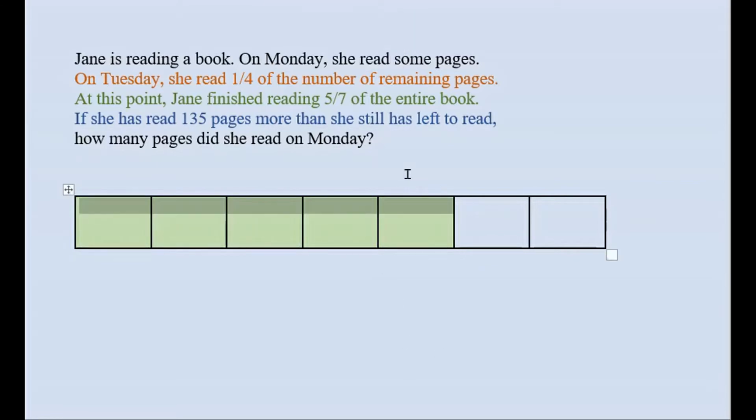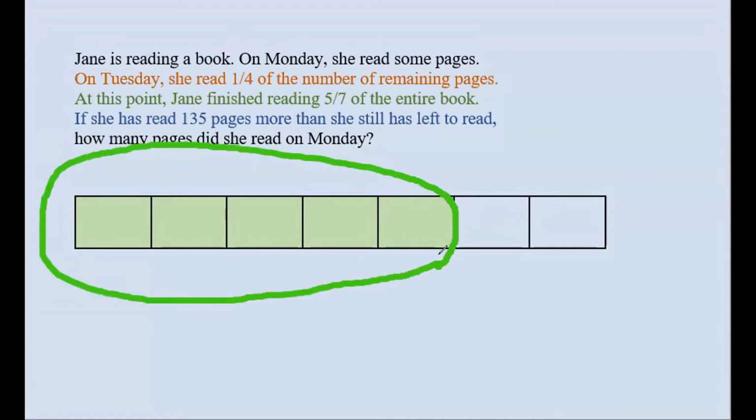Again, a couple of things to understand here, and you have to genuinely understand it. All of this was read on Monday and Tuesday. If I shaded 5/7 of the book, she still has 2/7 of the book left by the end of Tuesday. So it's not a very difficult sentence to process, the green sentence.